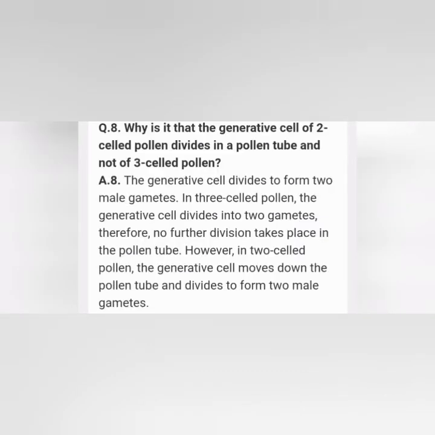Question. Why is it that the generative cell of two-celled pollen divides in a pollen tube and not of three-celled pollen? Answer. The generative cell divides to form two male gametes. In three-celled pollen, the generative cell has already divided into two gametes. Therefore, no further division takes place in the pollen tube. However, in two-celled pollen, the generative cell moves down the pollen tube and divides to form two male gametes.